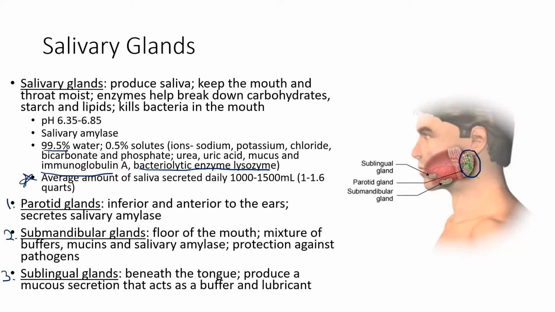The submandibular gland is going to be at the floor of your mouth, so right underneath here. So that's a little further back, just where underneath your chin meets your throat. That's going to be where that gland is.